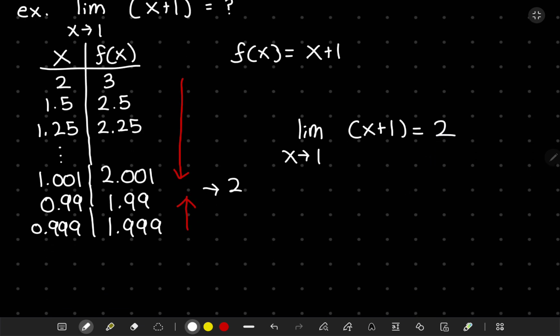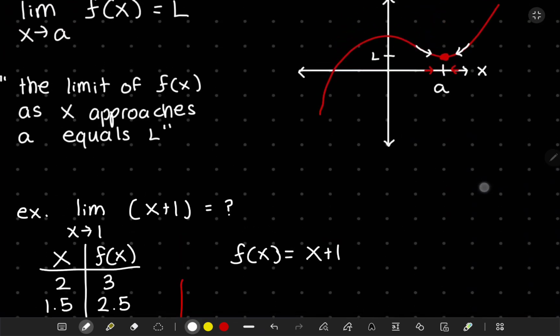And we're eventually going to see later on that, instead of doing this table, we can just do this by simply plugging it in. So we can just take this, and say, wait, this was just 1 plus 1, which is 2. But that's the whole definition of our limits, that as we go closer and closer to our value, it gets closer and closer to a y value, which we call L. And that's basically it.